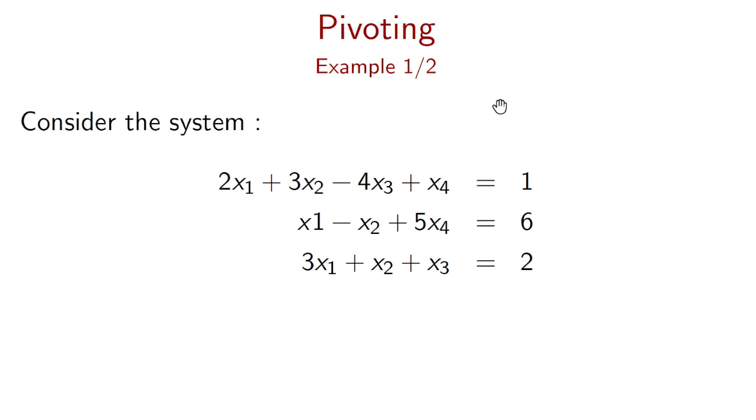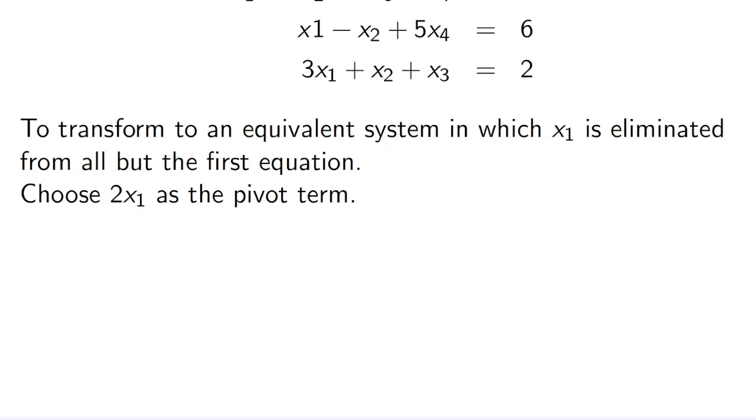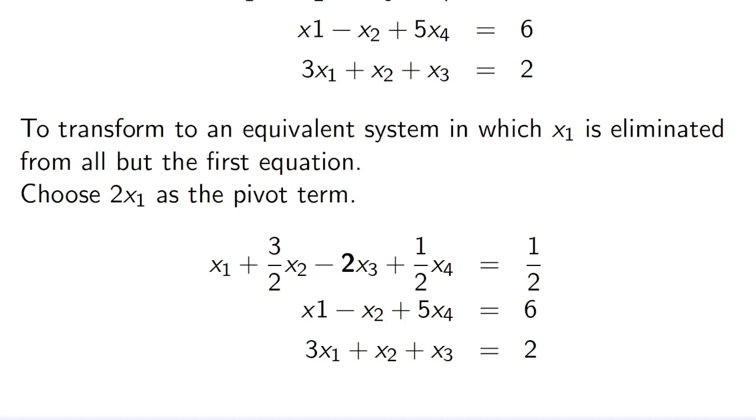If it is not clear, let us take an example. Consider this example. We have three equations, 2x1 plus 3x2 minus 4x3 plus x4 equal to 1, and so on. We want to transform this system to an equivalent system in which x1 is eliminated from all but the first equation, where we keep it. We will choose 2x1 as a pivot term, which will give us this system of equations, as you see here.